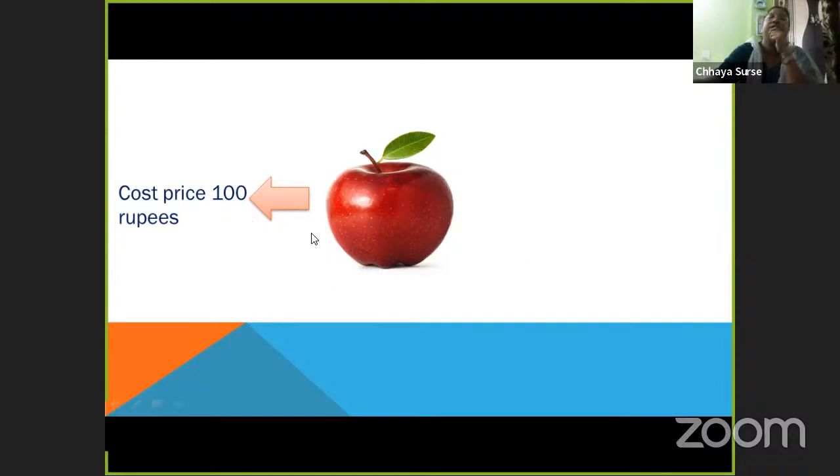If we are going to the market and purchasing different things, that is called the cost price. And the shopkeeper selling that product, that is called the selling price. Clear? In loss and profit, these two prices are very important: the cost price and the selling price. You have to know the difference between them.